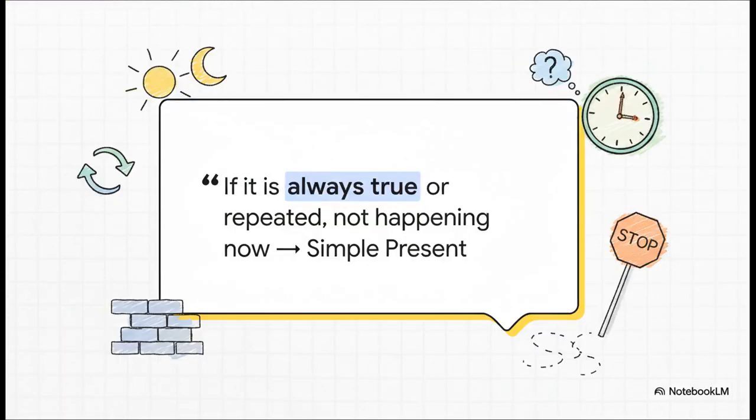And here's the key thing to remember, and it's a super common mistake. We don't use simple present for things happening right this second. That's not its job. Its job is for things that are always true or happen over and over again. It's all about that permanence and repetition.